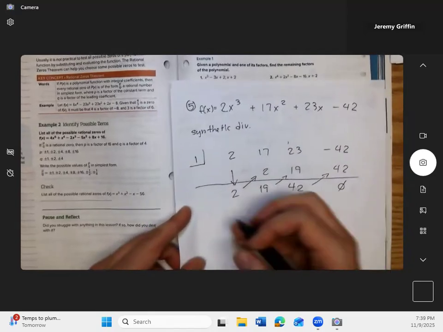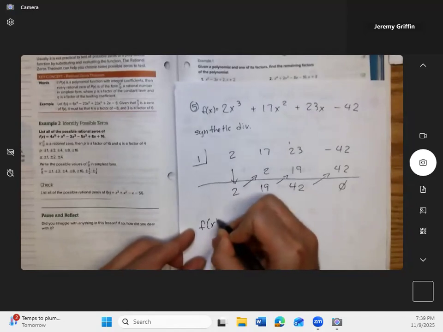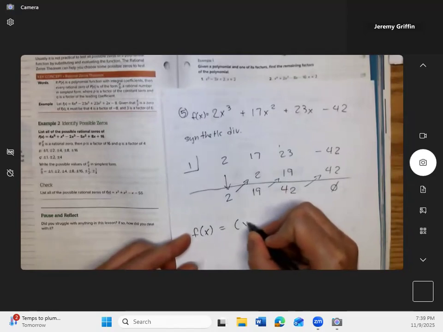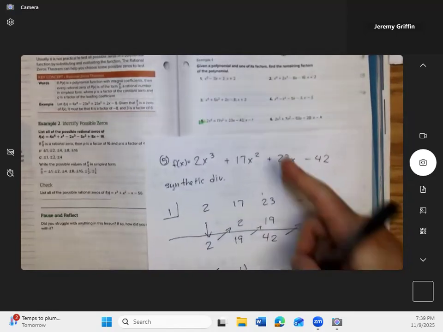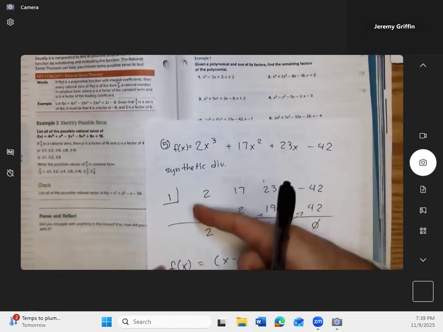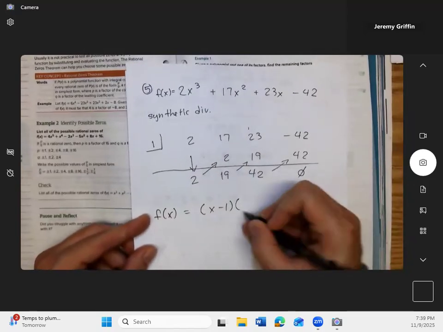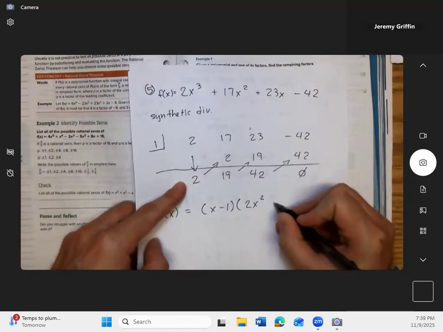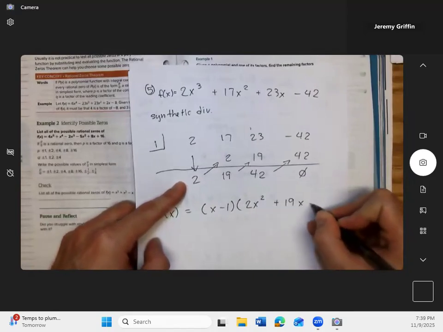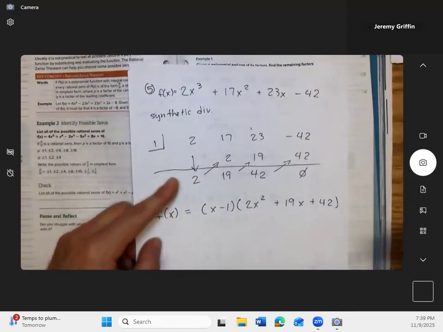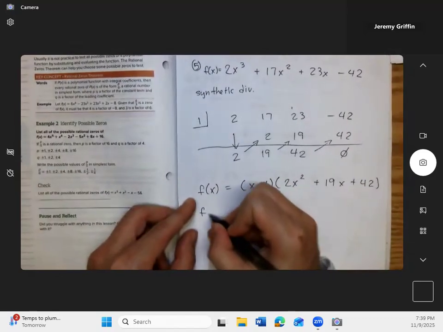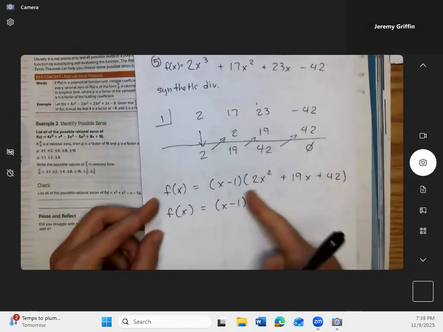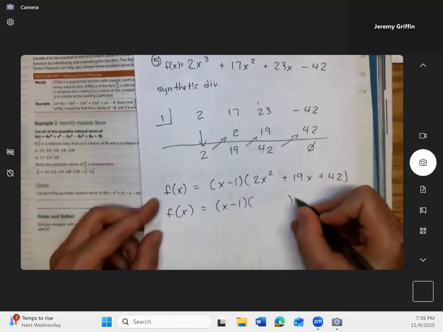Right. But we're good. So f of x, the reason I call it f of x is so I can also write it here, is the same thing as x minus 1, which they gave. They told us that it was going to work. I tried it out with synthetic division. It totally worked. And what I'm left with is 2x squared plus 19x plus 42. Okay, so now next question is, can I find a way to factor this?